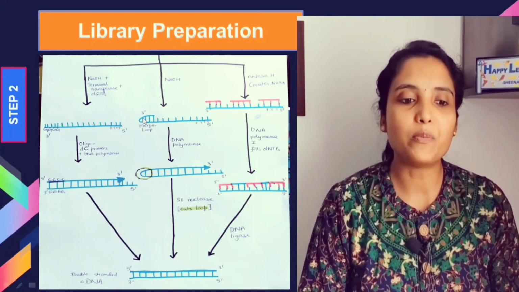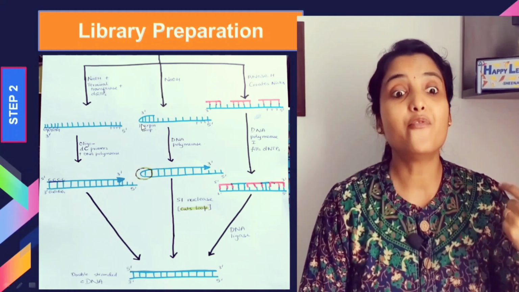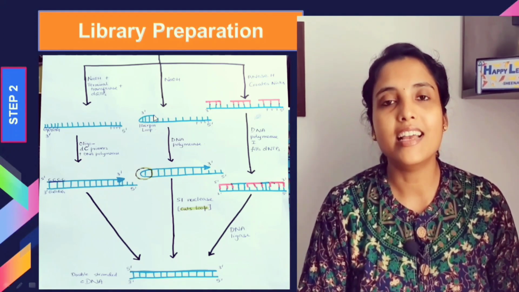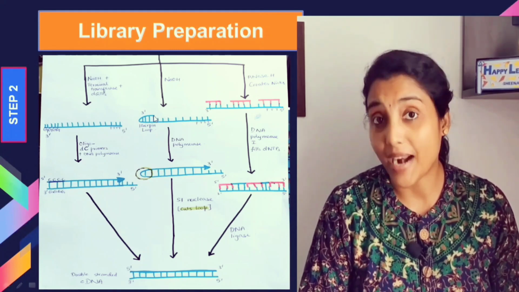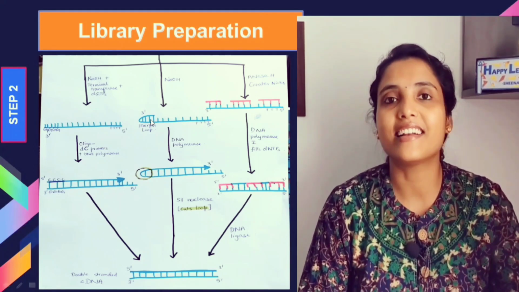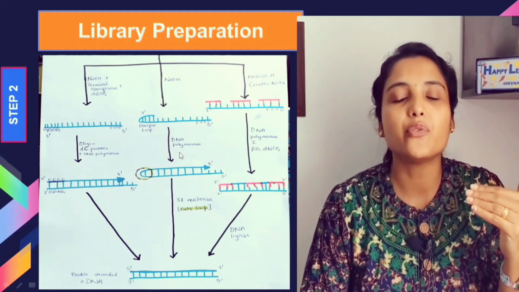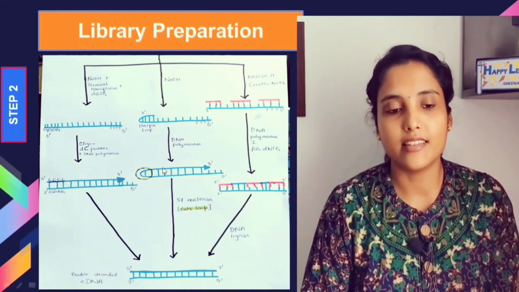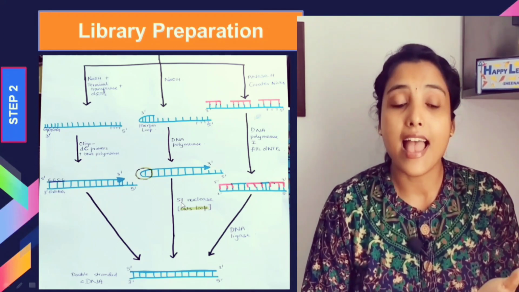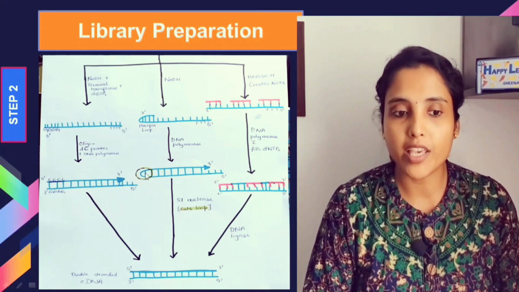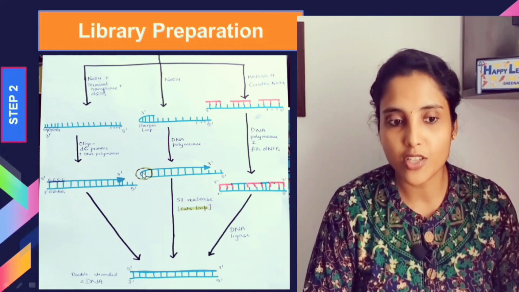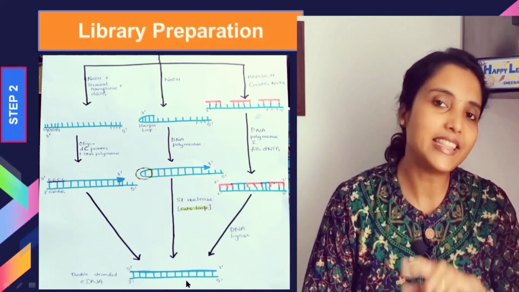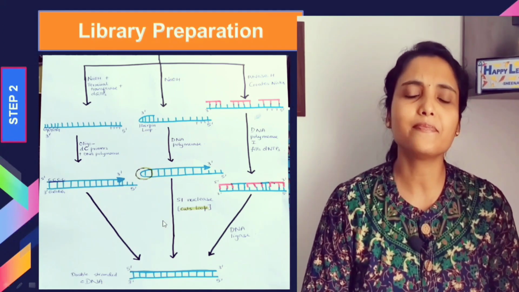It forms a hairpin loop. When it forms a hairpin loop, this particular portion over here acts like a primer, like a starting point. Then if you add DNA polymerase and nucleotides, the second strand will be synthesized. After that, since there's a loop over here, you need to use S1 nuclease to cut this loop, and you have your double-stranded cDNA. That is one approach.